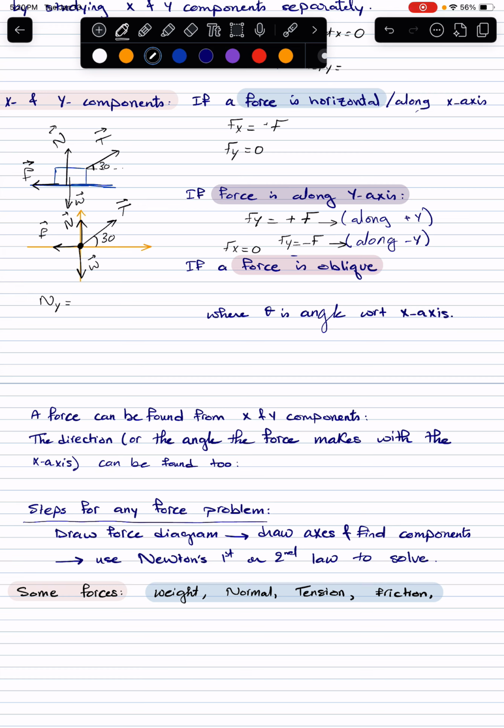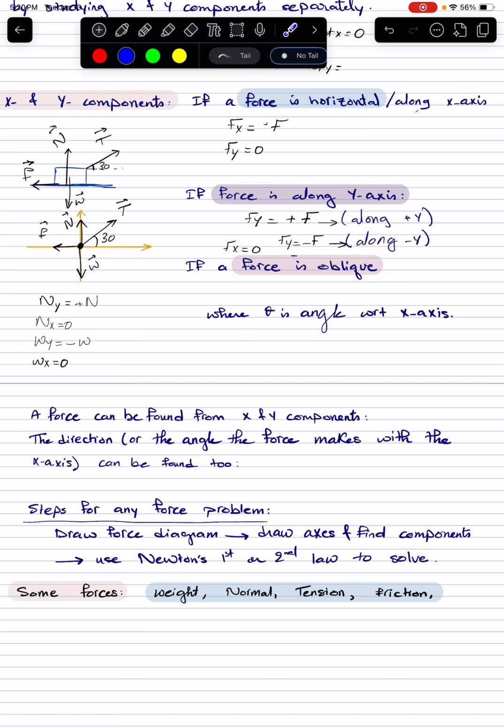This is our axis. And thus we can deduce that this normal force is going to have a positive y component. So this is plus N. Its x component will be 0. The weight force is along the negative of the y-axis, so it will be minus W. Its y component is negative. X component is 0, as we said before.